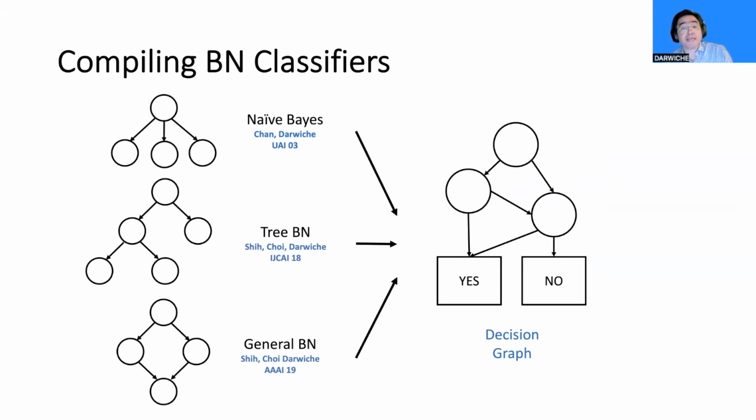A couple of words on compiling Bayesian network classifiers, or getting class formulas of Bayesian network classifiers. Now, there's a couple of insights that underlie this. And the chronology is, the first compilation method was about 20 years ago, where we showed how to compile naive Bayes classifiers into decision graphs. And then later, tree Bayesian networks and then general Bayesian network structures. Now, in all of these, the result is a decision graph. But we already saw that if you have a decision graph, you can easily get circuit representations of the class formulas.